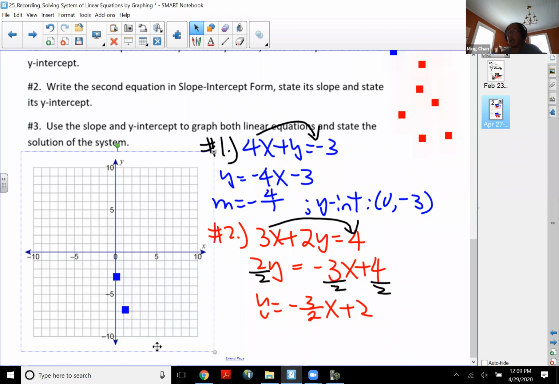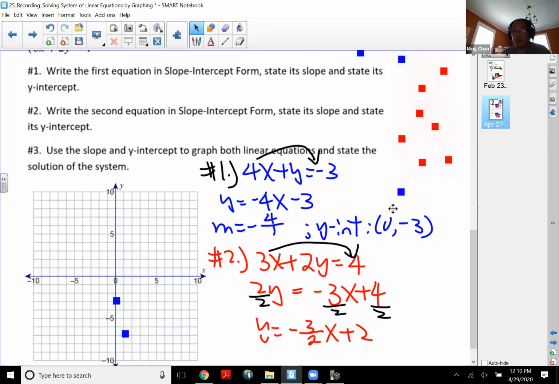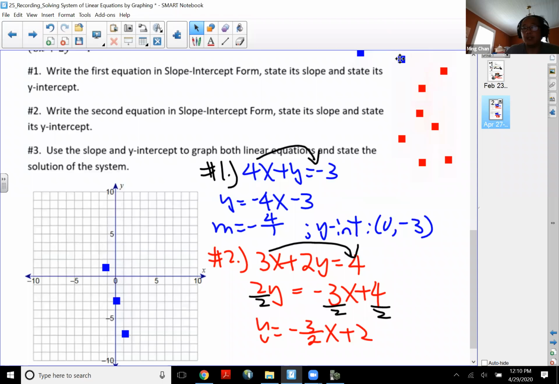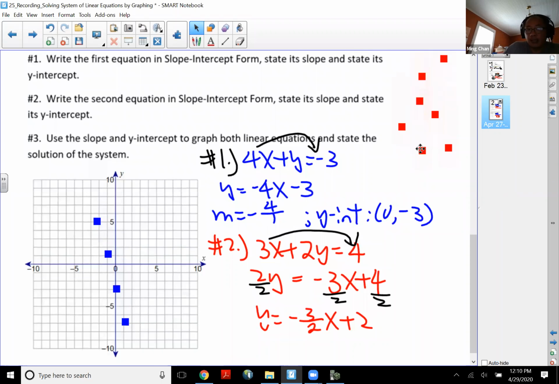Okay, so how about we backtrack? The first point I plotted was the y-intercept right here. So if I go backwards, which means go up 4 to the left 1, 1, 2, 3, 4 to the left 1. This must be the point before the y-intercept. So if I go again, 1, 2, 3, 4 to the left 1, this is how we backtrack. This must be the point before that, okay? Sometimes you might need to backtrack. Sometimes you don't. Check it out.